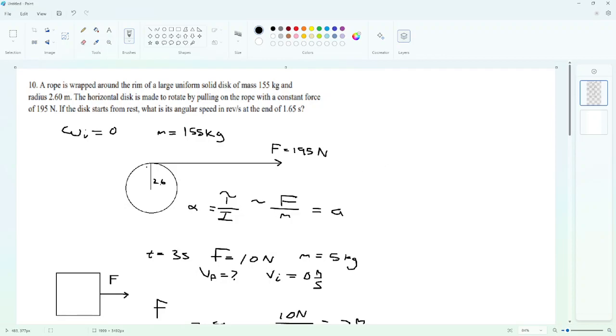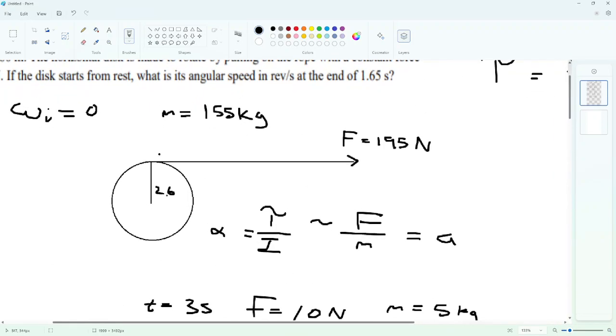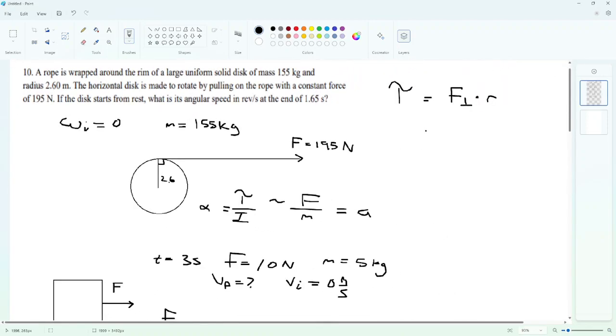So what is our torque? Let's go ahead and denote torque. Torque is going to be equal to force perpendicular times radius. So right here, we have a distance and a force that is perpendicular right there. So we have our torque, which is going to be 195 newtons times our radius, 2.6 meters. And we acquire a torque of 509.6 newton meters.